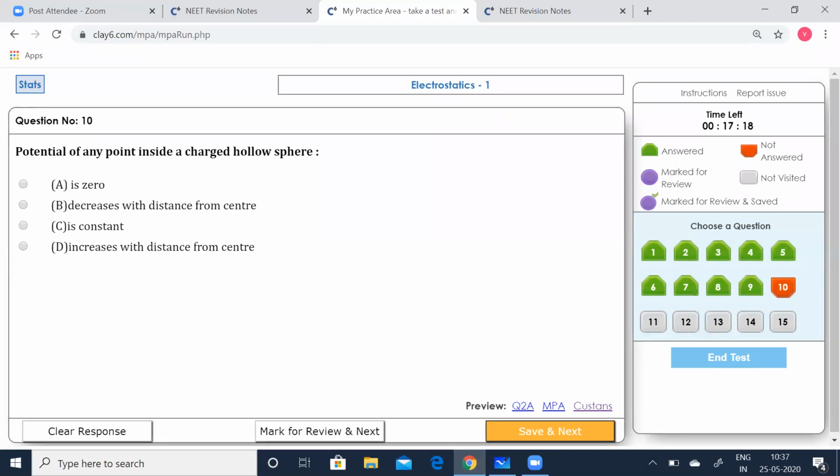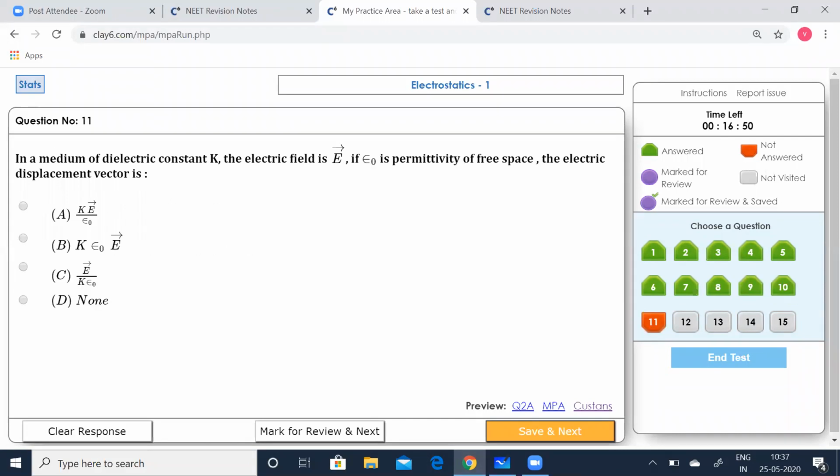Potential of any point inside a charged hollow sphere is: 0, decreases with distance from center, is a constant, or increases with distance from center. The potential at any point inside a charged hollow sphere is always a constant. So save that, go to the next.